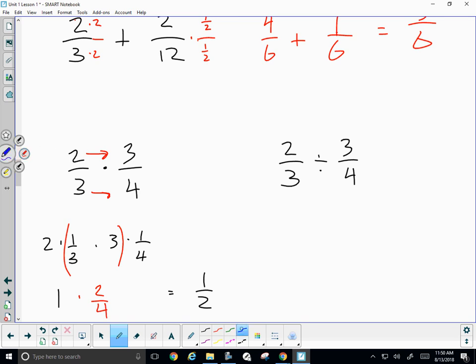A lot of people know that, oh, I could have just canceled this and this to get 2/4, which simplifies to be 1/2. Why can you cancel it? Because of the property of multiplication, being able to first split this fraction into multiple parts, 2 times 1/3, 3 times 1/4, and then to be able to multiply the 1/3 and the 3 together before you do anything else.